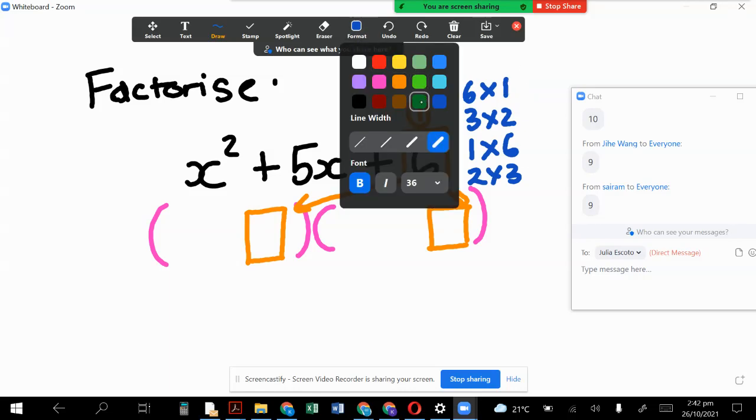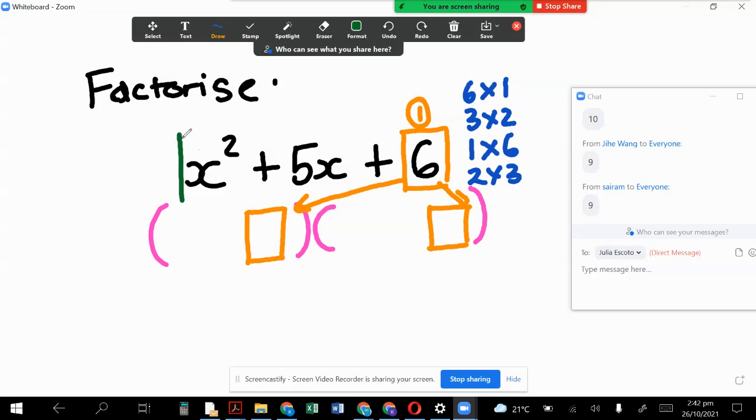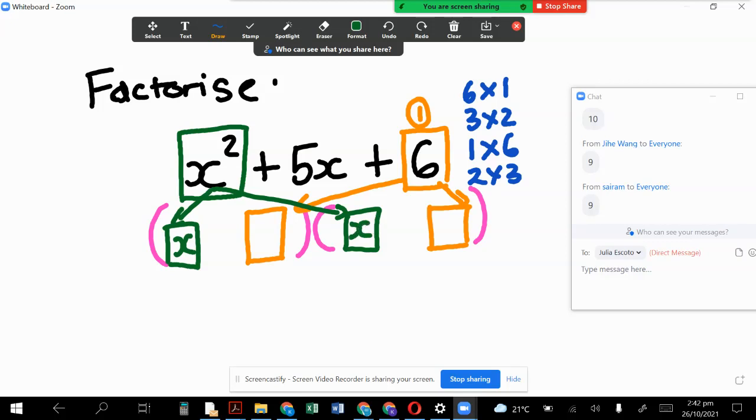The next thing you got to look at is your first term. Your first term will end up in the first part of your bracket, and this is an easy one because the only 2 expressions or variables in this case that will multiply to get x squared would be x and x, because x times x will give you x squared, and that's why you got to put x and x in each of those brackets.